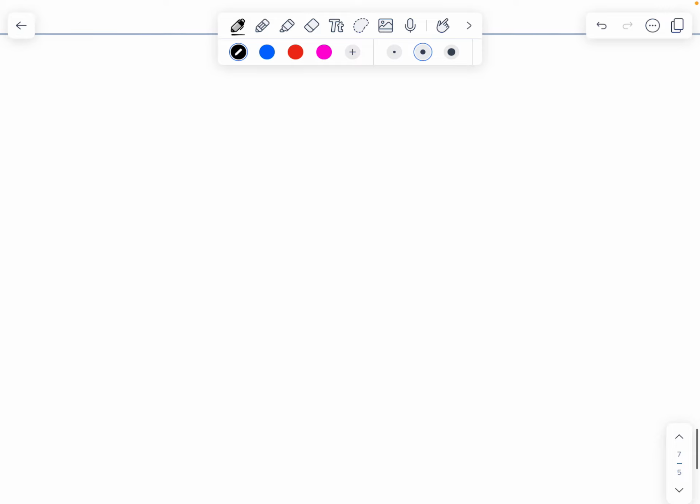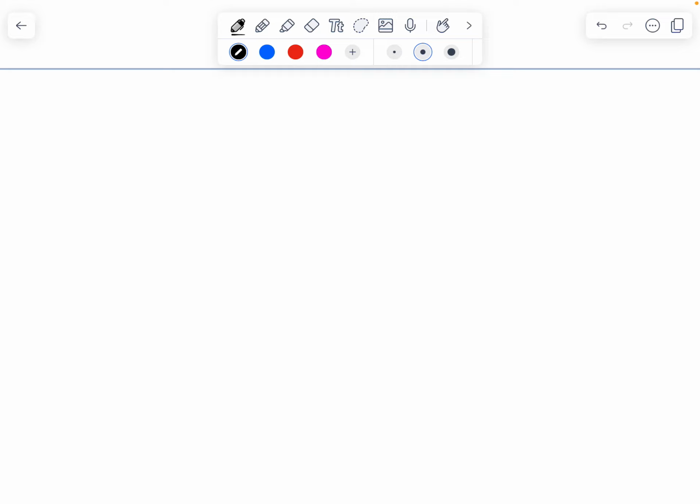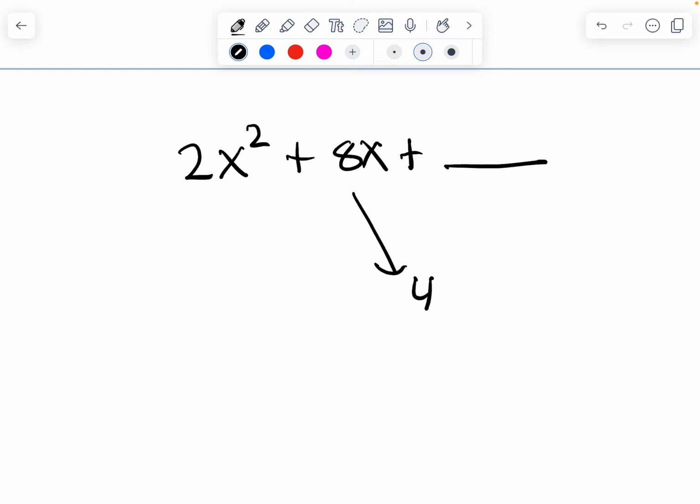Okay, let's do number 6. Number 6 is kind of the same idea as number 5, except it's like a triple or double or quintuple version. Let me show you an example. Let's say we've got 2x squared plus 8x plus blank. Now, the wrong way to do it, don't do this. The wrong way to do it is to take half of this as 4 and square it as 16.